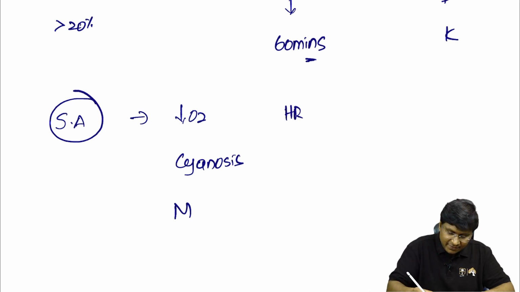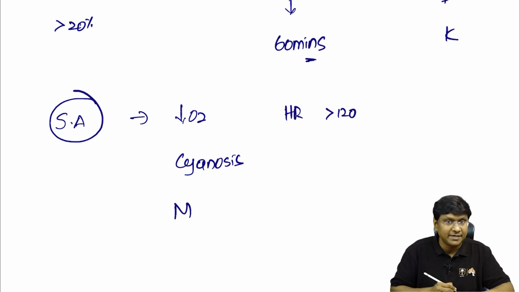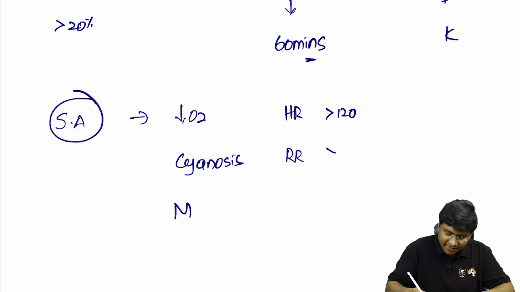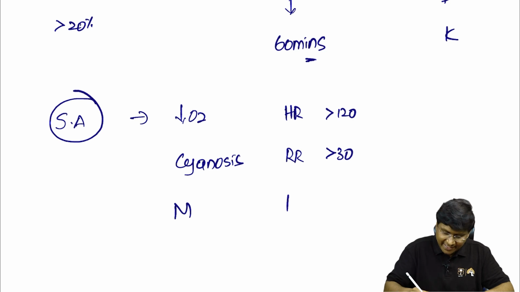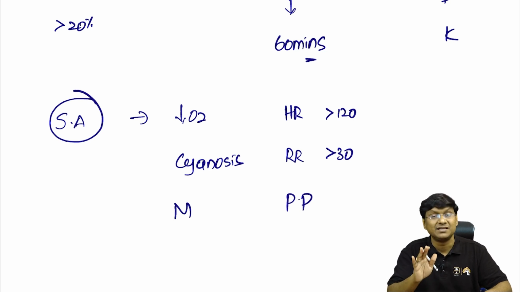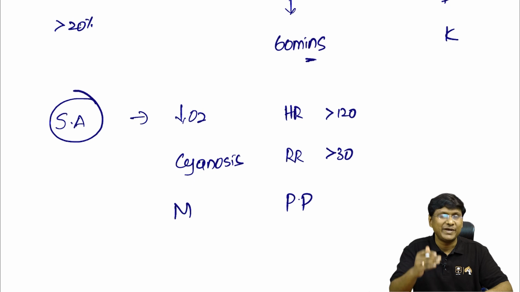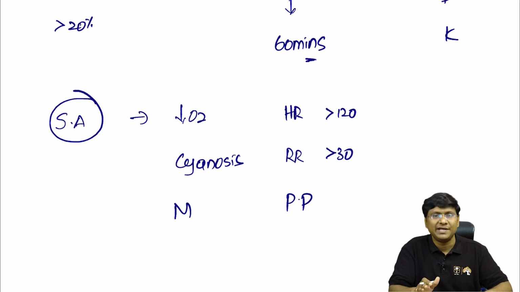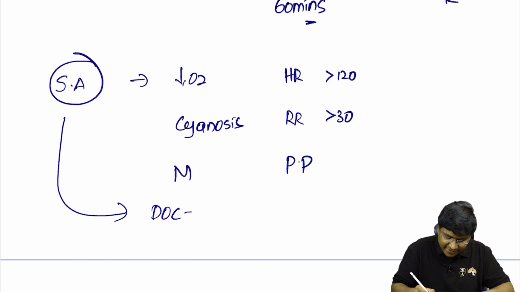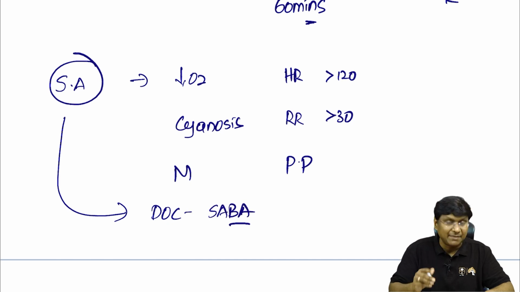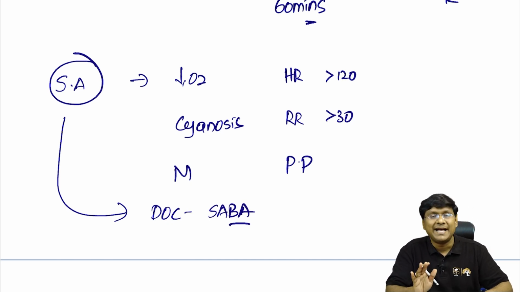And the heart rate will be more than 120 per minute, right? Whereas the respiratory rate will be more than 30 per minute. And these patients have a characteristic pulse called pulsus paradoxus, where systolic blood pressure falls by more than 10 millimeters of mercury during inspiration. And the drug of choice in status asthmaticus is SABA, that is, salbutamol nebulization has to be given.